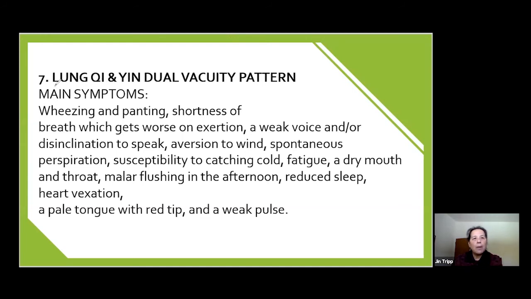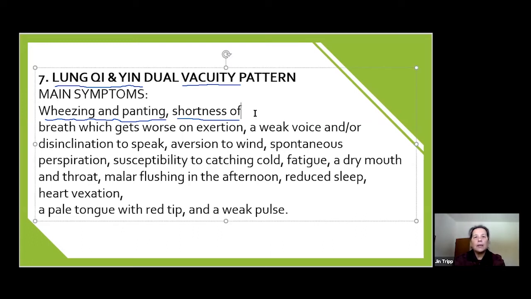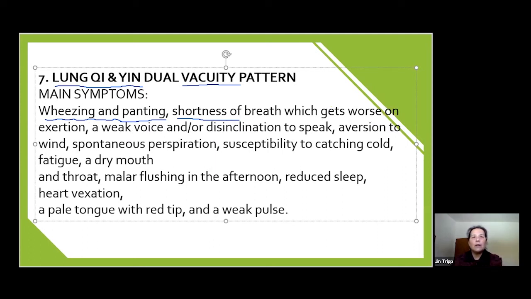The first pattern we're talking about is lung qi and lung yin deficiency. This kind of patient still has the main symptoms of wheezing and panting, and shortness of breath. This shortness of breath is pretty severe when people get tired or after physical activity. That's a typical symptom of qi deficiency, not only for asthma but any illness. If the patient has qi deficiency, after movement, physical activity, even exercise, all the symptoms will be worse.